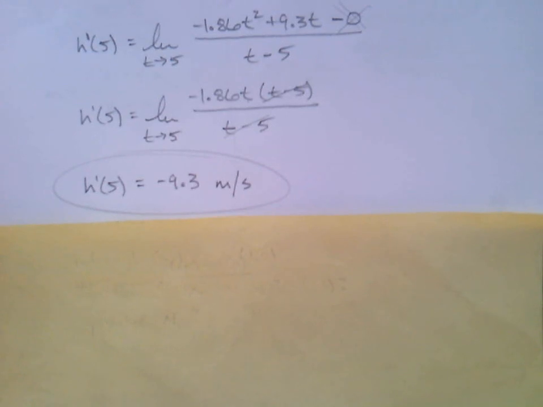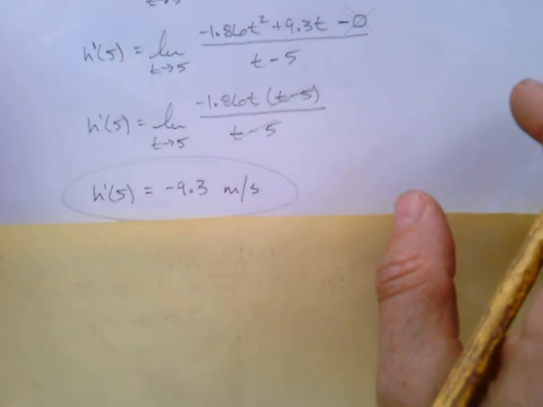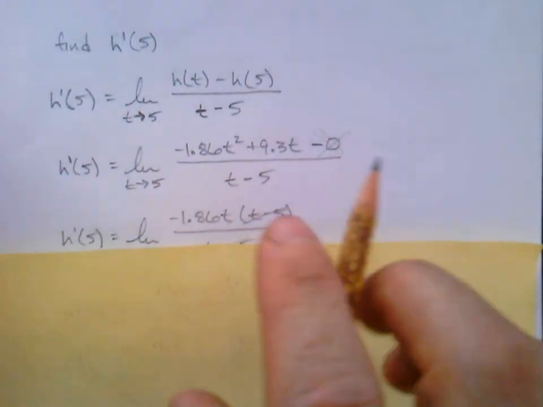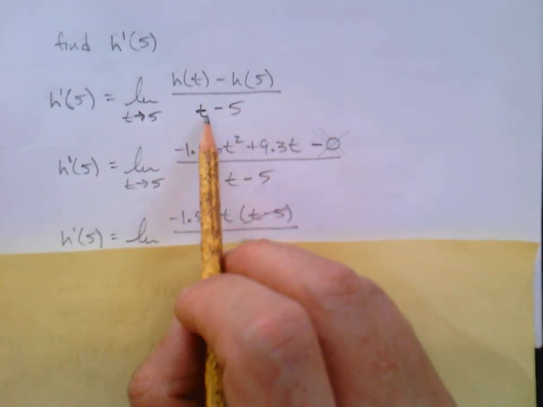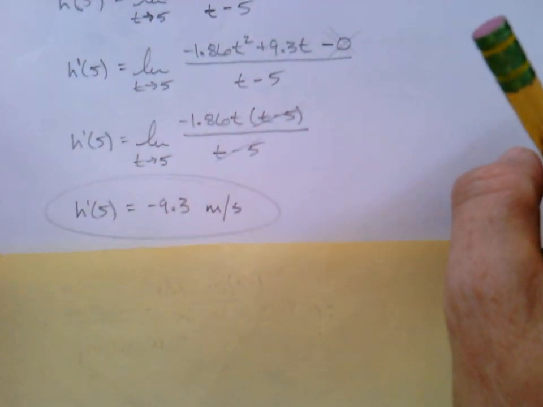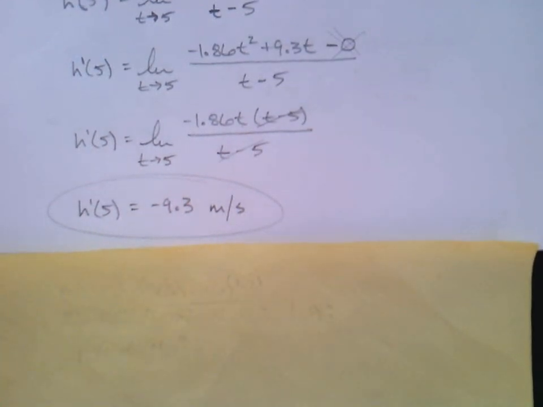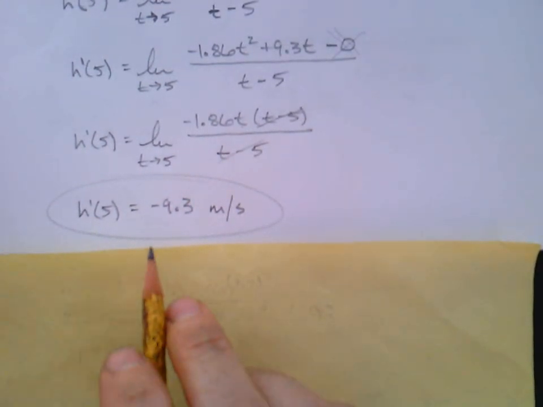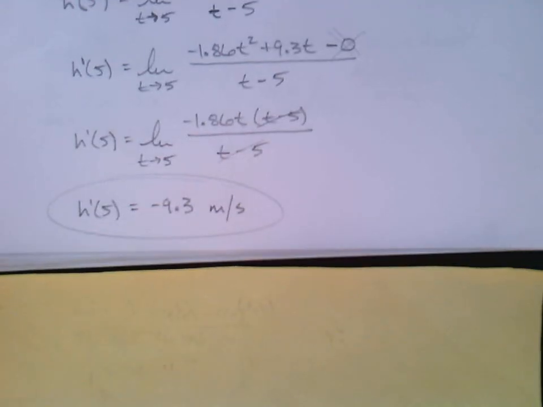If you were thinking, hey, what are the units on that instantaneous velocity? Well, if you think back here, the height is in meters, the time is in seconds, so that's meters divided by seconds, and those are the same units here for our derivative, meters per second. That's moving pretty fast, 9.3 meters per second. It's negative, of course, because it's falling. That is our answer. And that does it for 2.7.